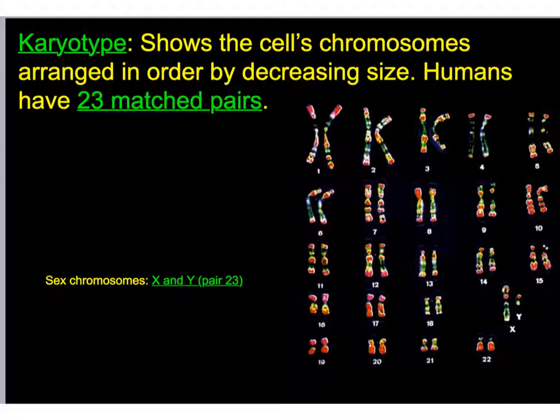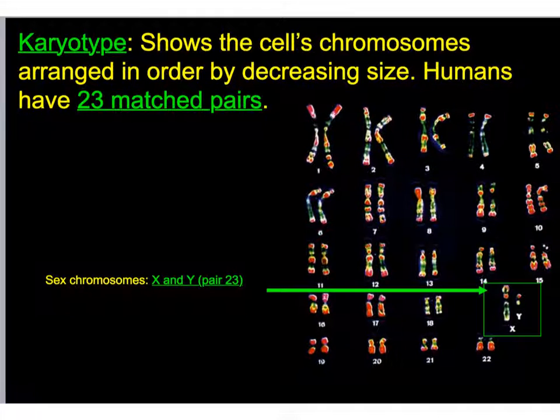Now, the 23rd pair is a special group. So this 23rd pair is pretty important. It's pretty special because they're called the sex chromosomes. And these chromosomes are what determines the sex or the gender of the person. So XY is a male. If it was 2 X chromosomes, it'd be a female. And the rest of these are what we call autosomal chromosomes.